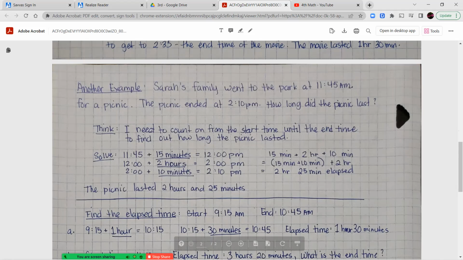So 11:45, I want to get to my next full hour before I move on. So 11:45 plus 15 minutes will get me until 12 o'clock. 12 o'clock plus 2 more hours will get me until 2 o'clock. 2 o'clock plus 10 more minutes will get me to 2:10. So now I'm going to add these jumps that I made. 15 minutes plus 2 hours plus 10 minutes. I'm going to add the minutes together, 15 minutes plus 10 minutes, and then add on 2 hours. So my total over here is going to be 2 hours and 25 minutes have elapsed. So the picnic lasted 2 hours and 25 minutes.